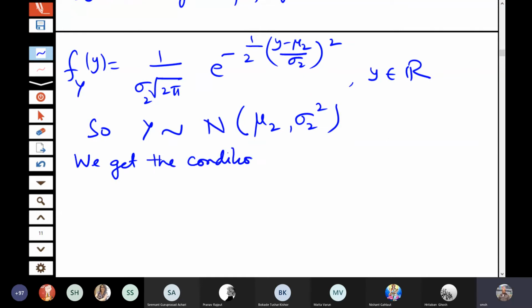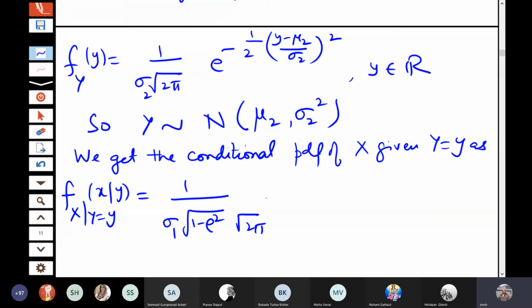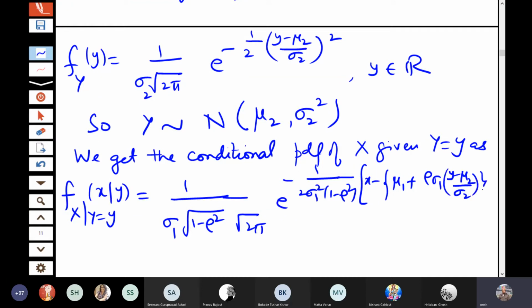We get the conditional PDF of x given y as 1 by sigma 1 root (1 minus rho square) root 2 pi e to the power minus 1 by 2 sigma 1 square (1 minus rho square) times (x minus (mu 1 plus rho sigma 1 (y minus mu 2) by sigma 2)) whole square.